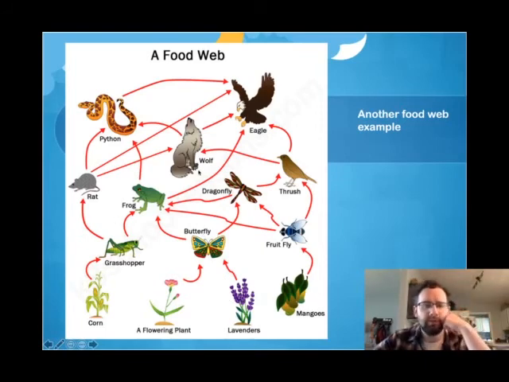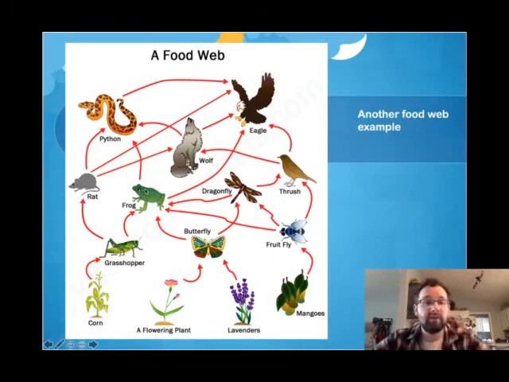It's roughly leveled. And notice how, like, the frog has many arrows going to it. It eats many different things, and also it has multiple arrows that it's going to, meaning it gets eaten by multiple things. So notice also the frog is occupying more than one trophic level.